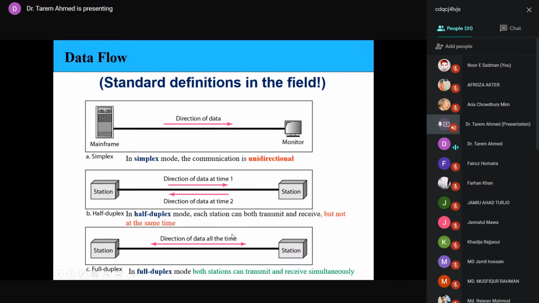Versus full duplex means both at the same time. Here, actually, the channel is subdivided into two channels, one for each direction. Internally subdivided into two channels. So that is a telephone.